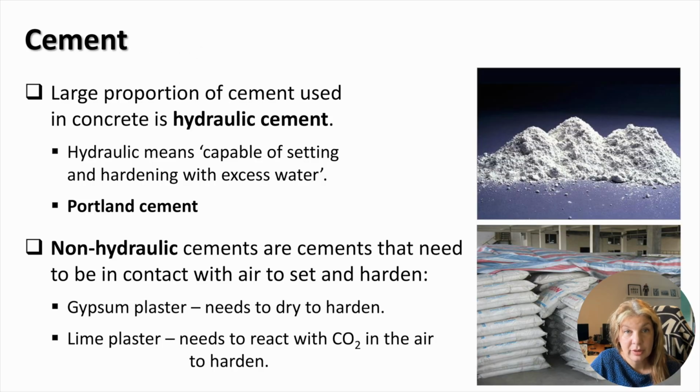Most cements used in the construction industry are hydraulic cements. These cements require water to settle and harden. The most popular hydraulic cement, which you might have heard of, is Portland cement. There are also non-hydraulic cements, for example, gypsum and lime plaster. These set and harden in contact with air. Gypsum, for example, needs to dry to harden. Lime plaster hardens by reacting with the CO2 in the air.